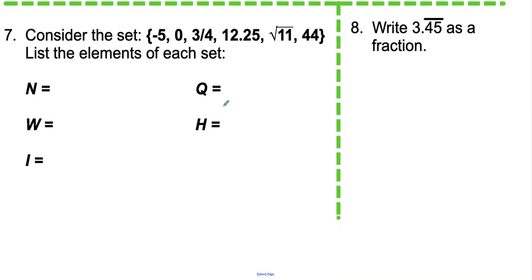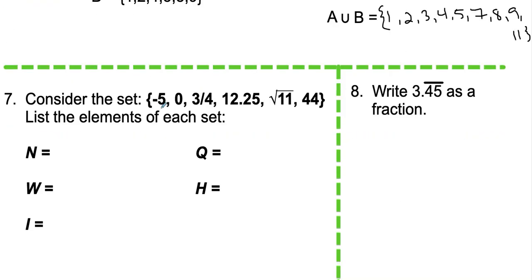Then for number 7, we have this set. We want to list these from each thing. So this is the natural set, this is the whole set, this is integers. Q stands for rationals, so rational numbers. H is irrationals. And then we just want to list each of these numbers in their corresponding set.